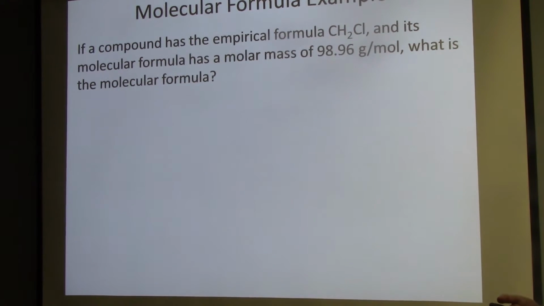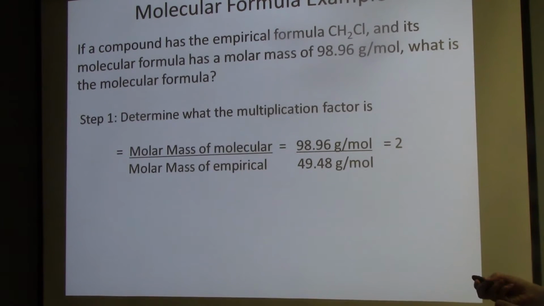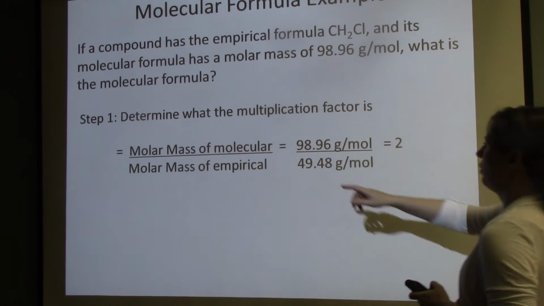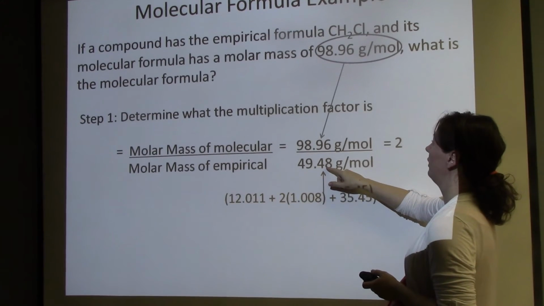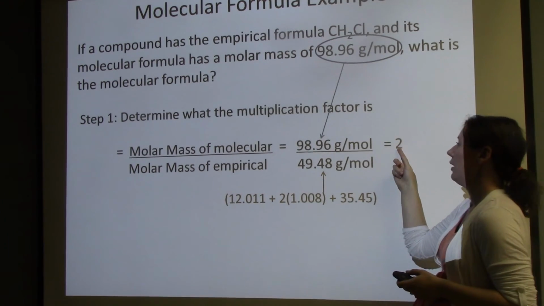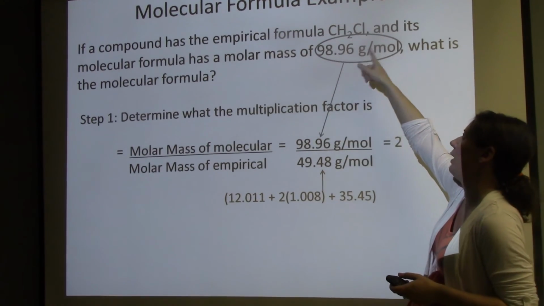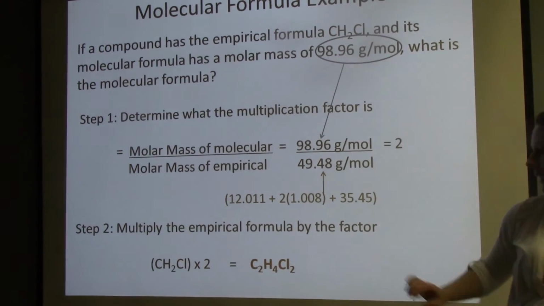So here's an example. If the empirical formula is CH2Cl, we just calculated that one, and its molecular formula has a molar mass of 98.96, so I just would have to give you that piece. What is the molecular formula? So we need to figure out what our multiplication factor is. So we take the molar mass of the molecular formula that we were given, and then the molar mass of the empirical formula, that's just the molar mass of this. So this divided by this is 2. Now I'm just going to take my empirical formula and multiply everything by 2. So C2H4Cl2 is my molecular formula.